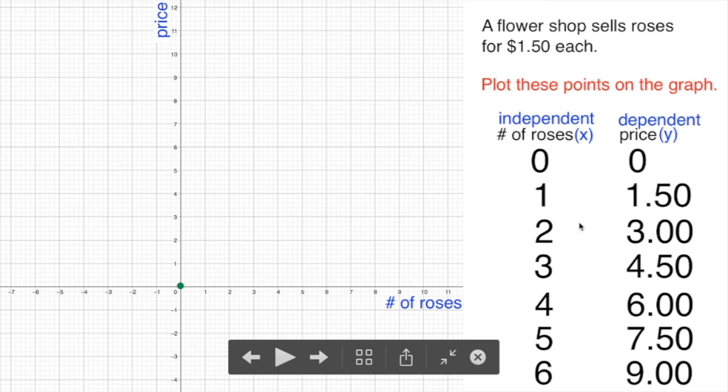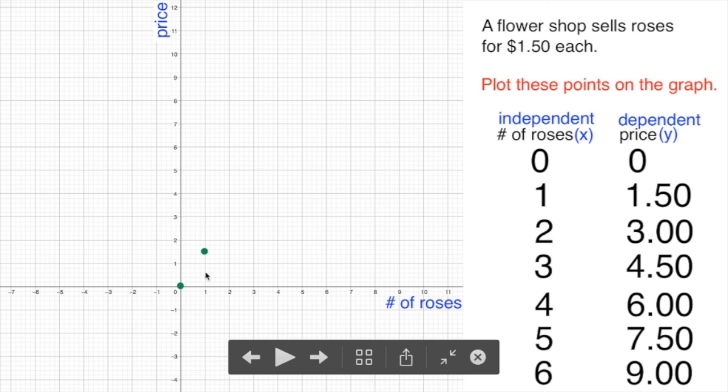Next up, we have 1 and 1.5. So the x is 1. So if you look on the x-axis, you start from 0, here's 1. And then y is 1.5. So that's 1, that's 2. So it's halfway between there. So starting from the origin, you go to the right 1, that's positive 1. And then you go up 1.5. And that's where your second point will be.